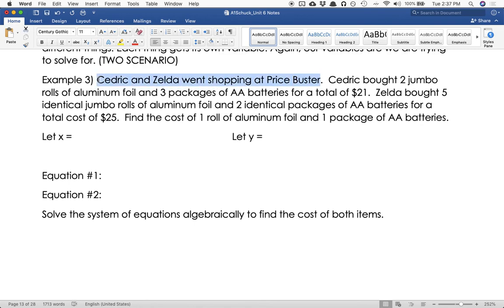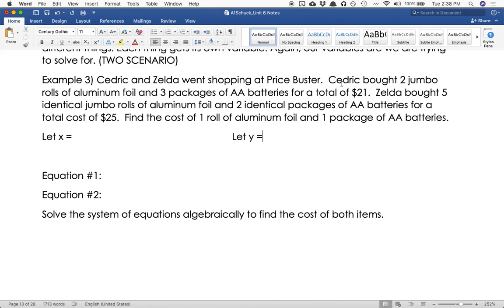All right, third example now in these word problems. Cedric and Zelda went shopping at Price Buster. Cedric bought 2 jumbo rolls of aluminum foil and 3 packages of AA batteries for a total of $21. Zelda bought 5 identical jumbo rolls of aluminum foil and 2 identical packages of AA batteries for a total cost of $25. And they want to find the cost of a roll of aluminum foil and the cost of 1 package of AA batteries.